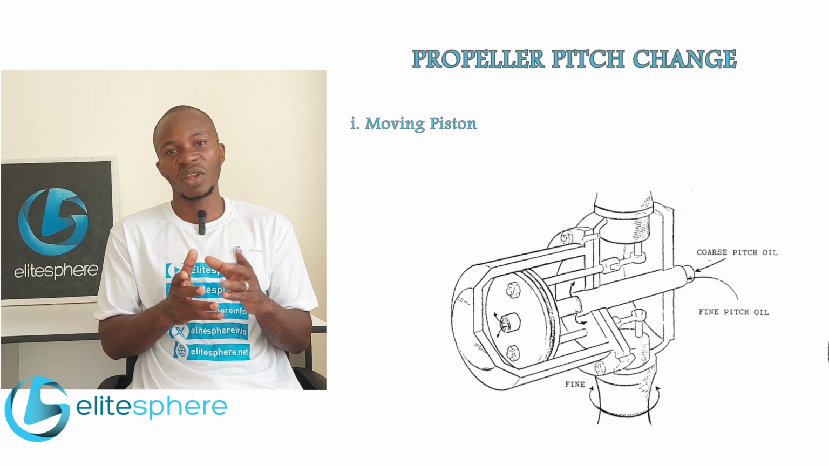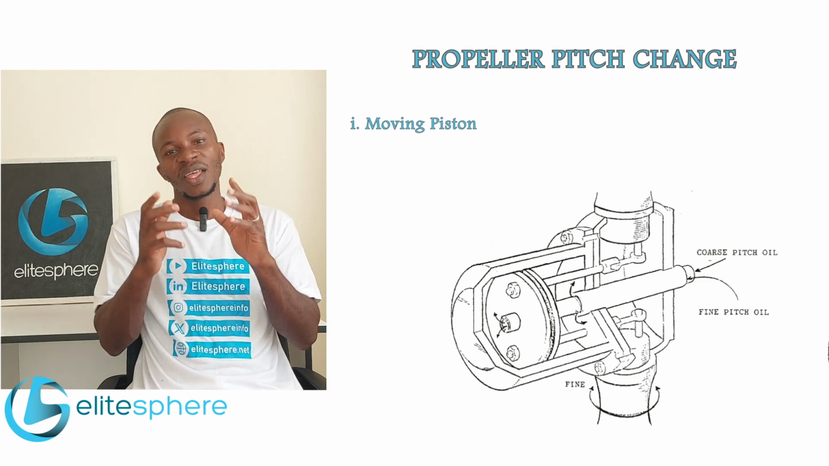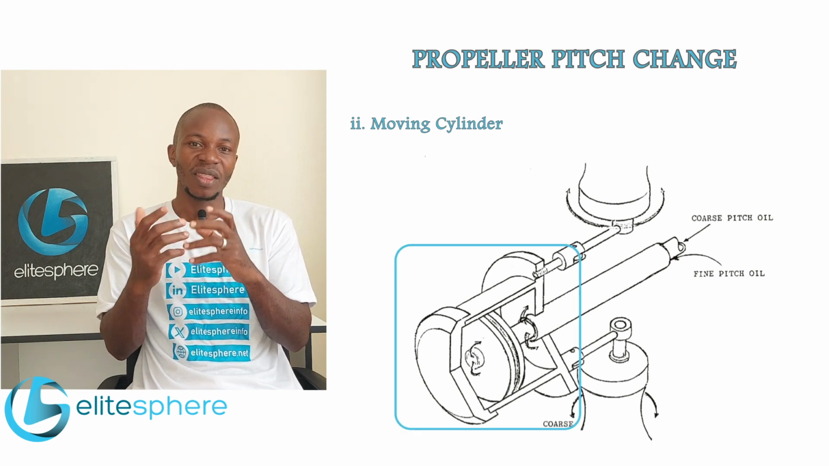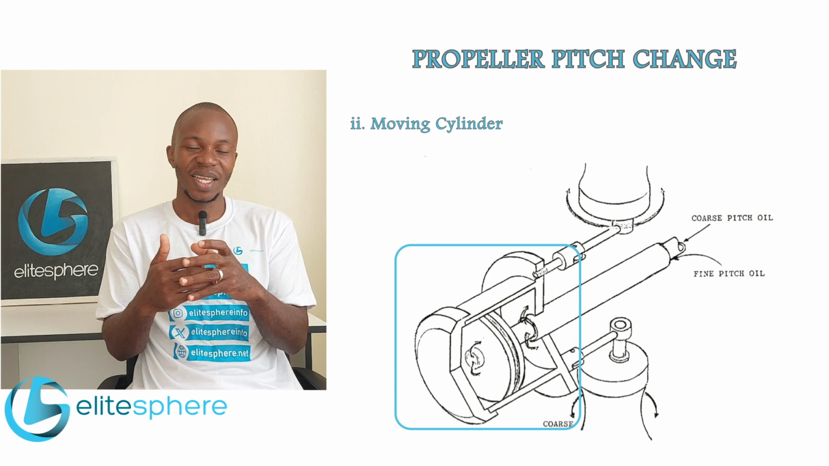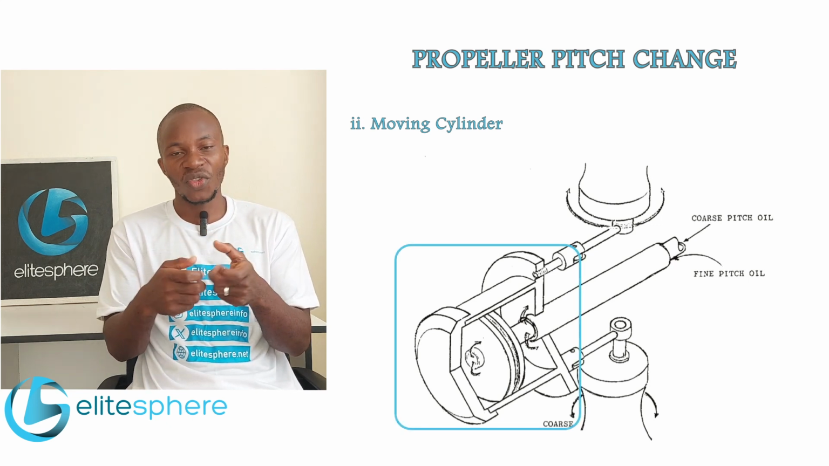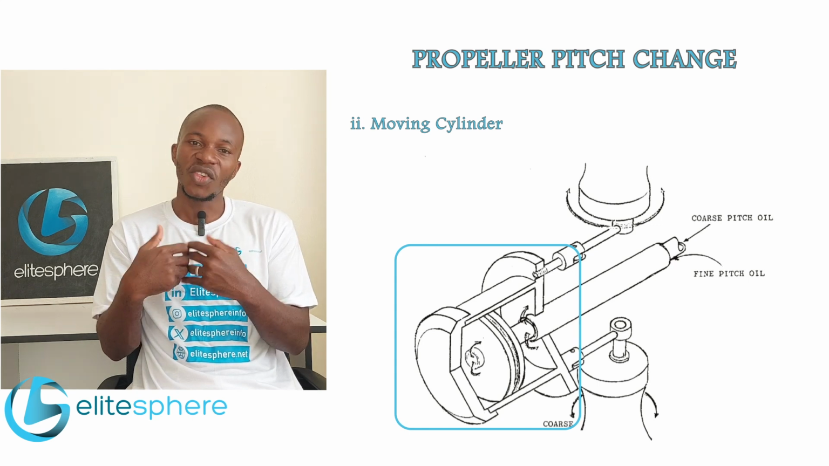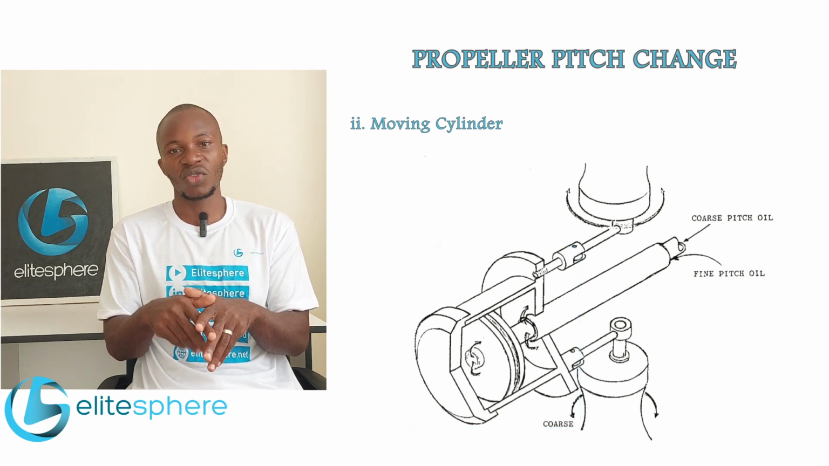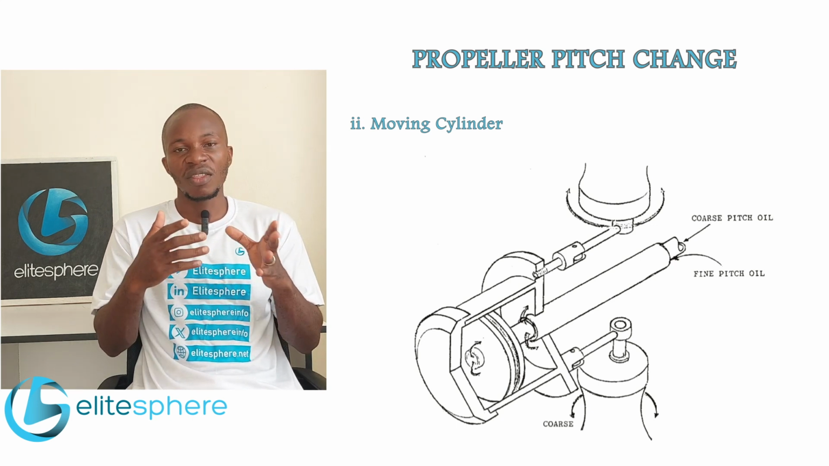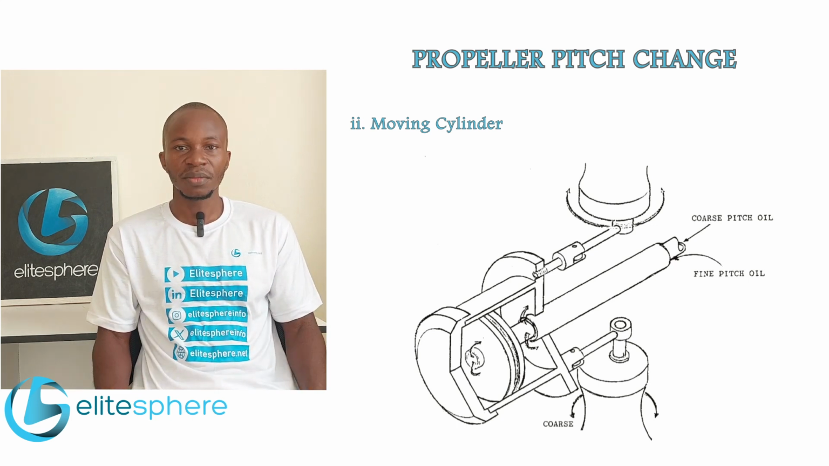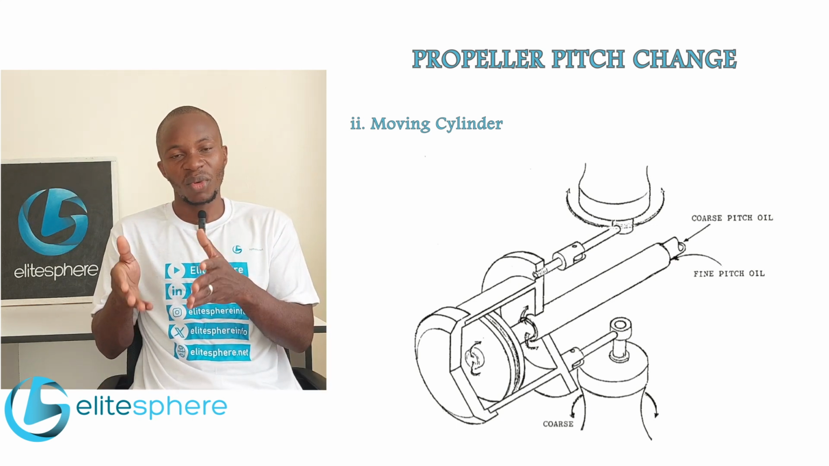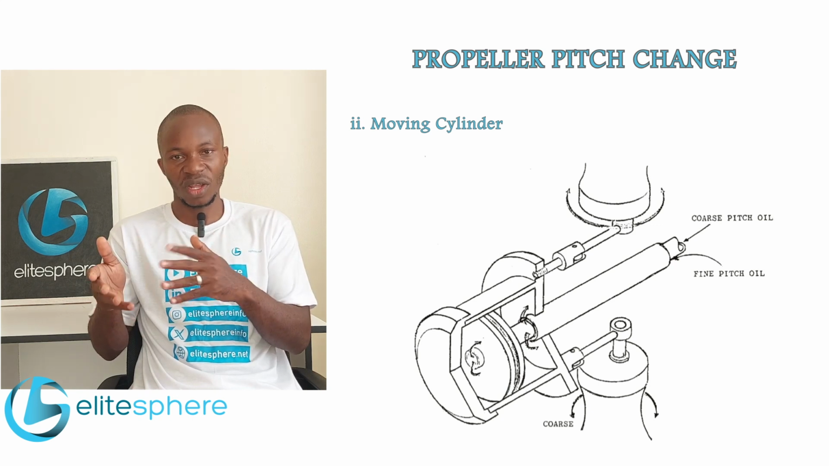In this configuration, unlike the first configuration, the cylinder is mounted externally and the piston is not inside the cylinder. So in this configuration, it's the entire cylinder that moves, and as it moves, the propeller blade angle is changed. Unlike the first configuration, in which the piston inside the cylinder moves, and as it moves, the propeller blade angle is changed.